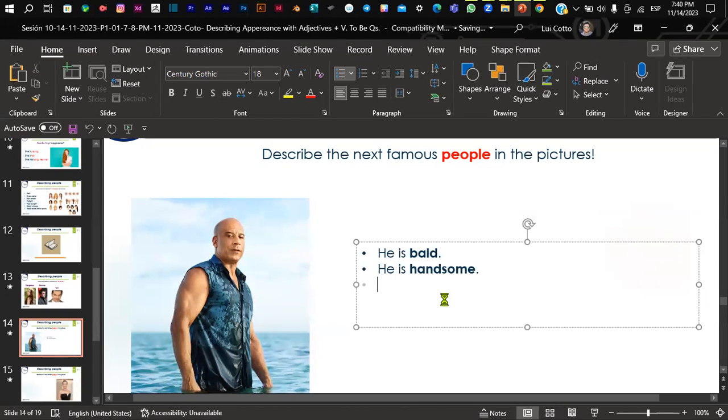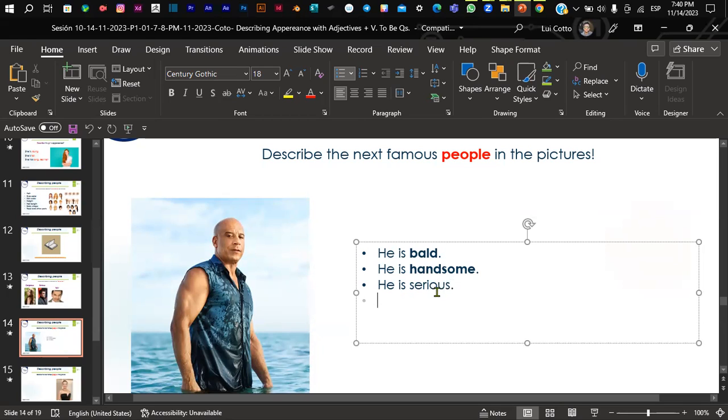He is serious. In the picture, yes. Yes, in the picture, yes. He's serious. Okay. Now, one in negative. A sentence in negative. He isn't. Correct. He isn't. Now the adjective, please.